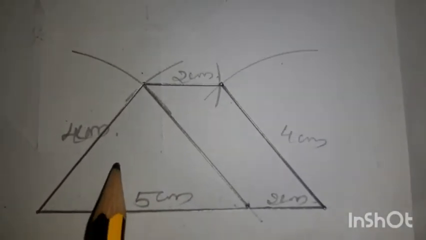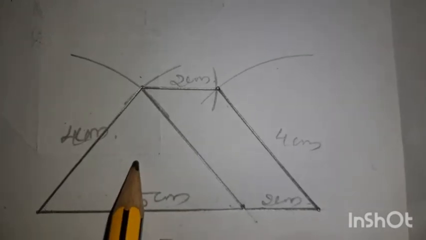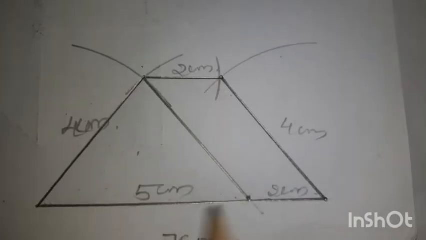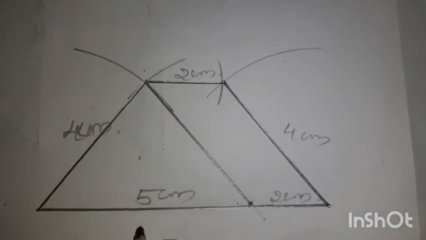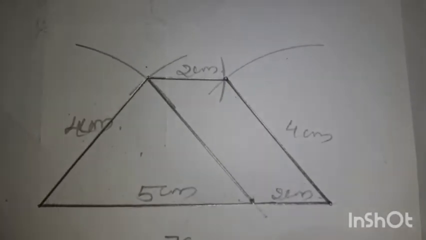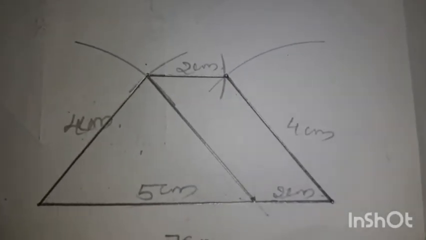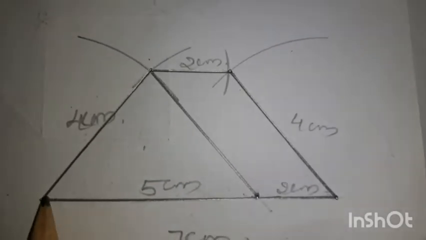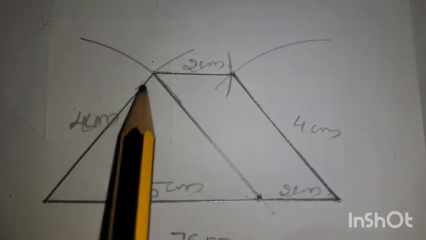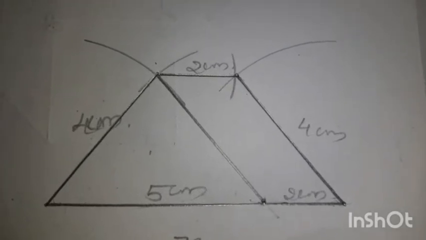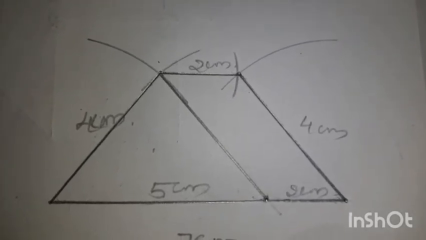By completing an isosceles triangle and a parallelogram, we can draw the trapezium with the length 7 centimeter and side 4 and the parallel side 2 centimeter. Either you have to draw 7 centimeter and mark 5 centimeter, or draw 5 centimeter first, then complete the triangle. By extending the bottom end and the top end, you can complete a parallelogram. Like that also you can draw it.